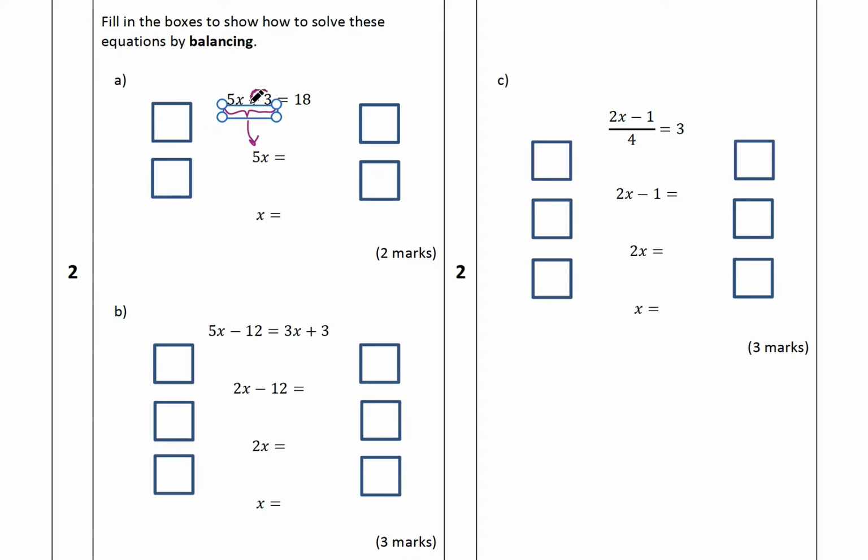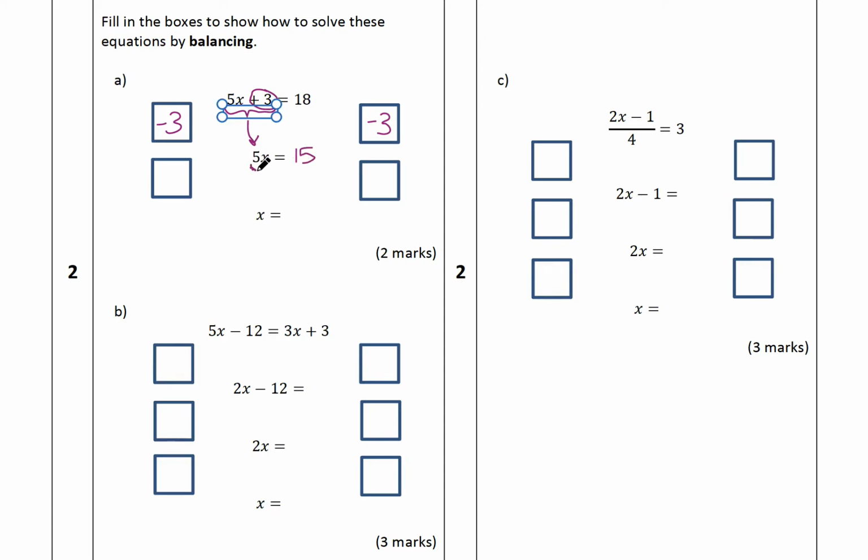Well, hopefully it's easy to see that it's the plus 3. And how do you get rid of a plus 3? You get rid of plus 3 by minusing 3. Okay, you've got to remember though that with the balance method, that happens on the right hand side as well. And if we take away 3 from 18, we've got 15.